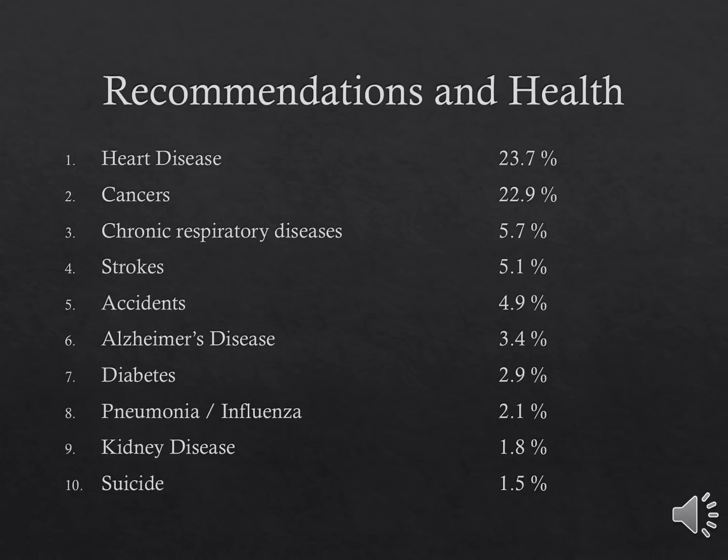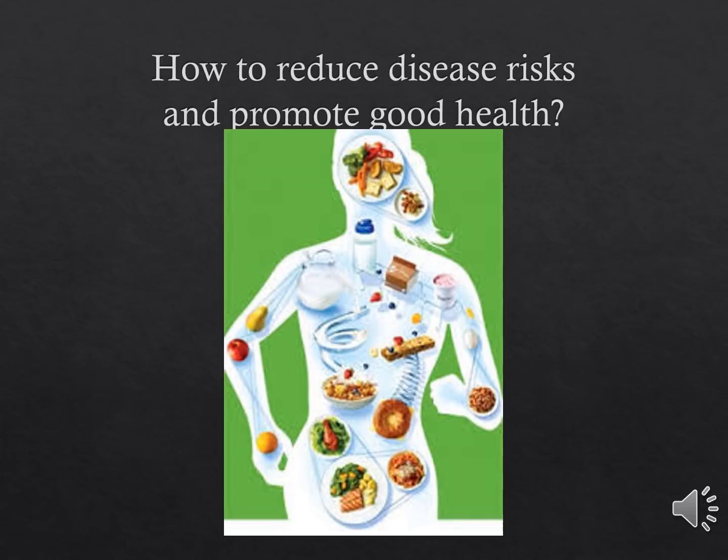So back to this table that you're staring at. You can see that 4 of the top 7 leading causes of death among adults here in the U.S. have a link with diet: heart disease, cancer, stroke, diabetes. Those 4 account for more than half of all deaths each year. With a chart like that, and understanding the relationship to food and diet and nutrition, how do we reduce disease risks and promote good health?